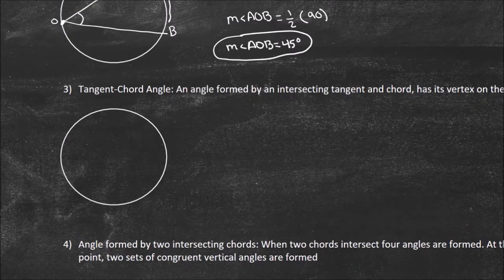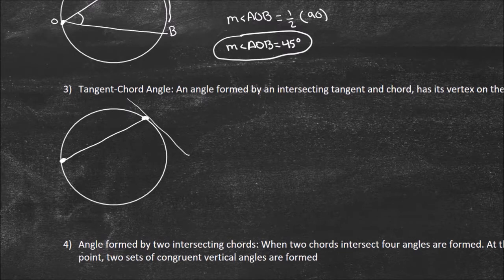Now we're going to talk about our tangent-chord angle. This says it's an angle formed by an intersecting tangent and chord. First let's start with a tangent. I'm going to draw that here. A tangent just touches the circle at exactly one point. So that's my tangent. Then it's going to have a chord going through it, here to here. A chord just has to touch the circle at two points, and it does.